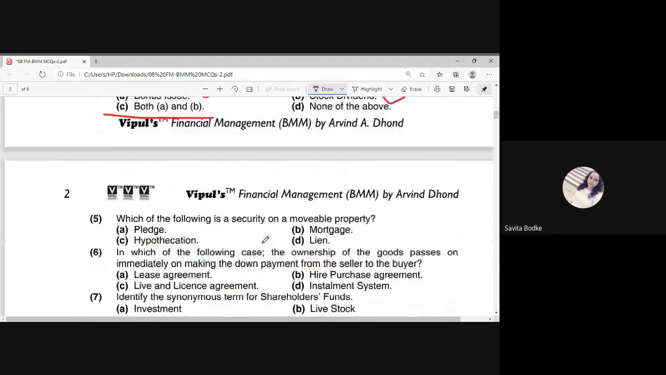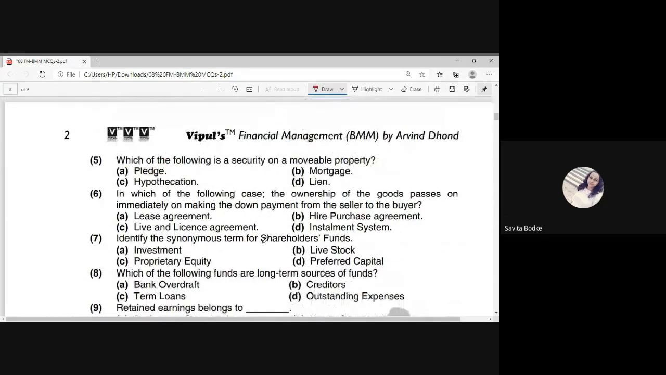Now the next one is, which of the following is a security on the movable property? Now they have asked you about the movable property. So in case of the movable property, it is always hypothecation.